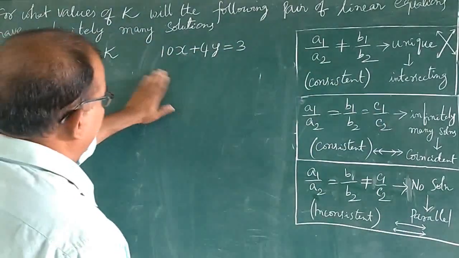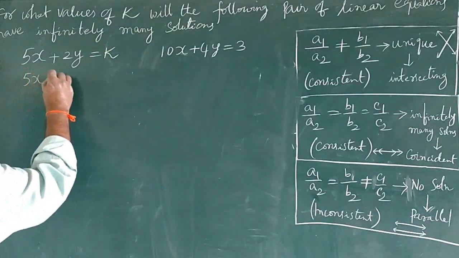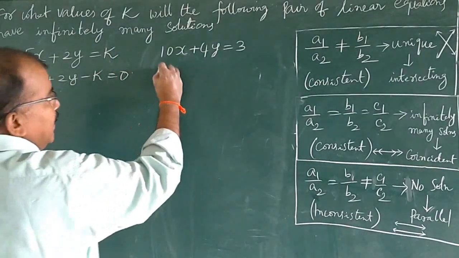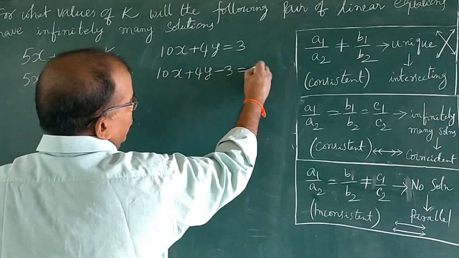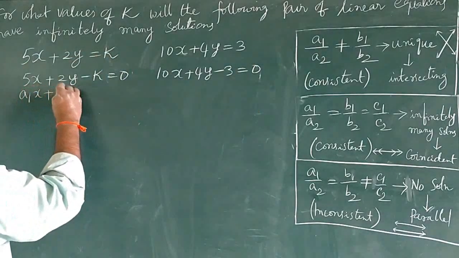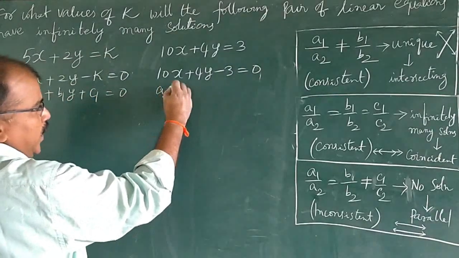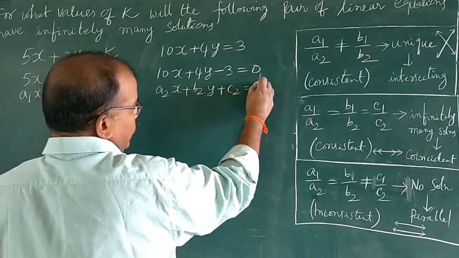Now, first of all, you write this one in the general form. 5x plus 2y minus k is equal to 0. 10x plus 4y minus 3 is equal to 0. Compare with a1x plus b1y plus c1 is equal to 0, a2x plus b2y plus c2 is equal to 0.